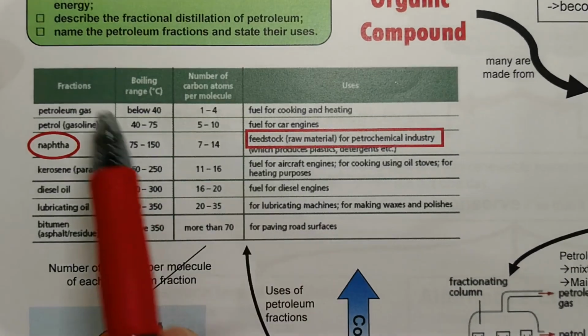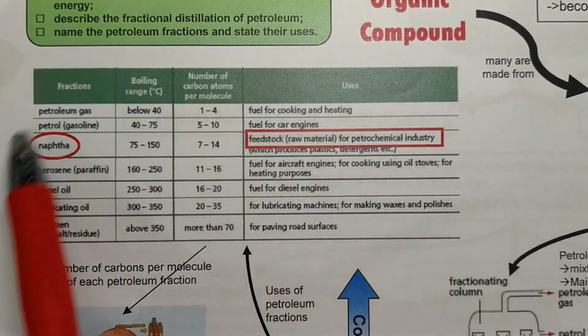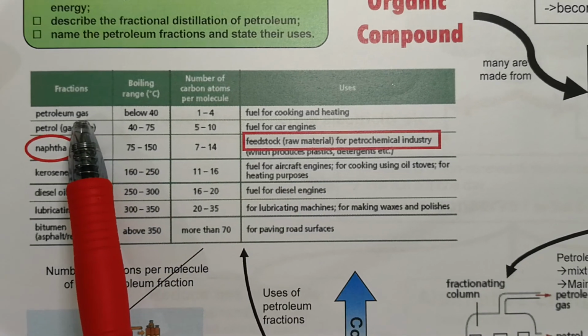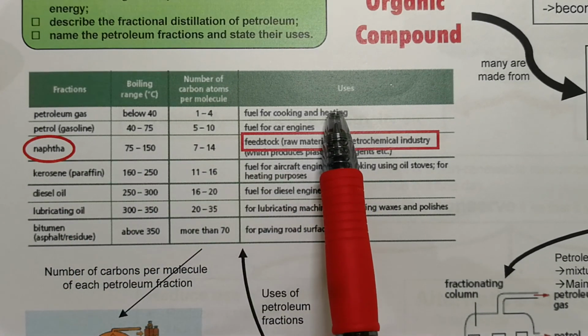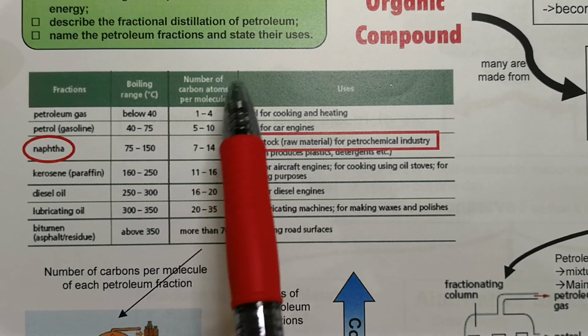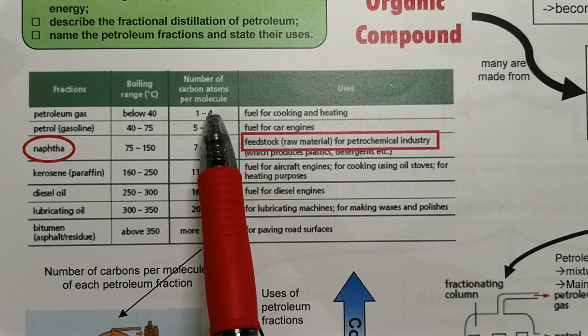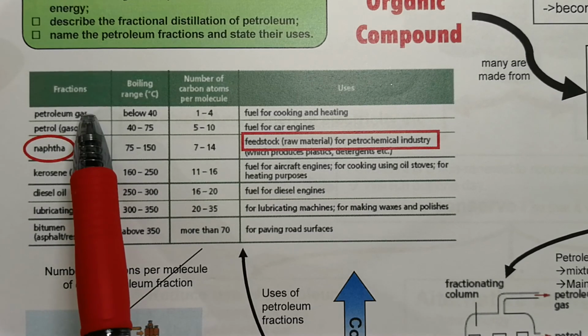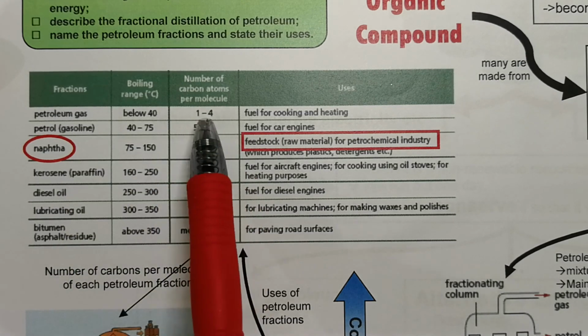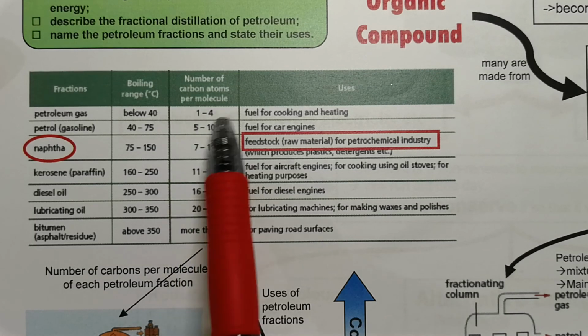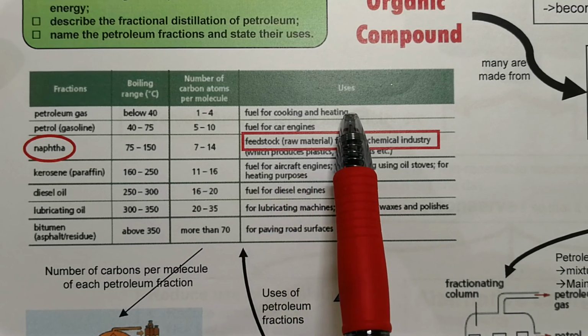So this part shows the different uses of the different fractions of the petroleum. For example, petroleum gas, what is it used for? It is used for cooking and heating. Over here you can see that the number of carbon atoms per molecule is very little, 1 to 4. One example of petroleum gas would be methane, because the chemical formula for methane is CH4, 1 carbon atom. So methane is used for cooking and heating.